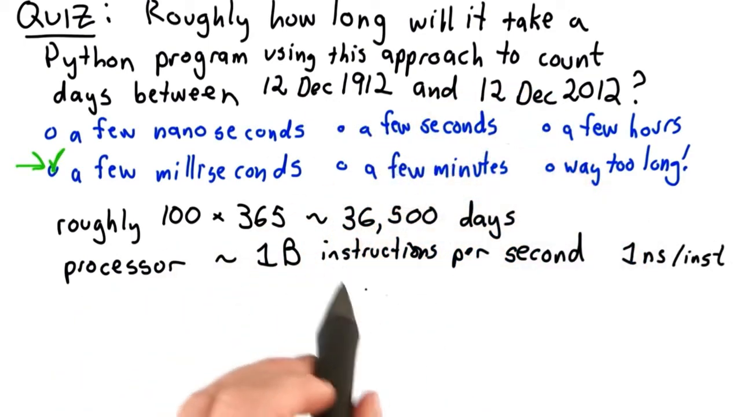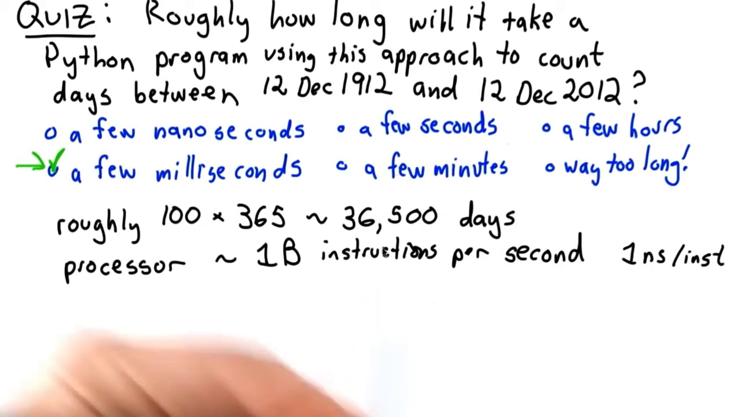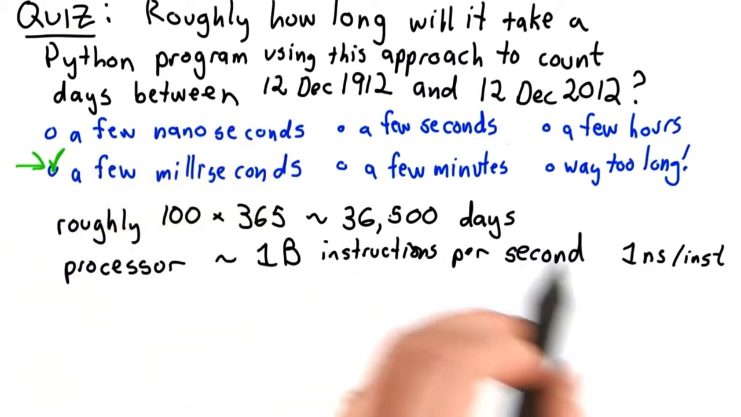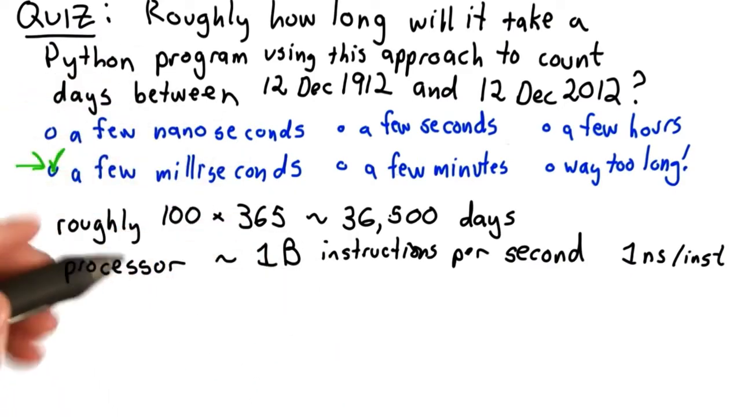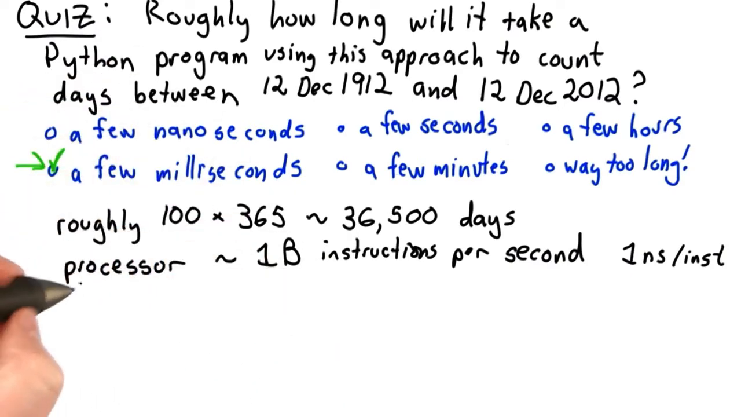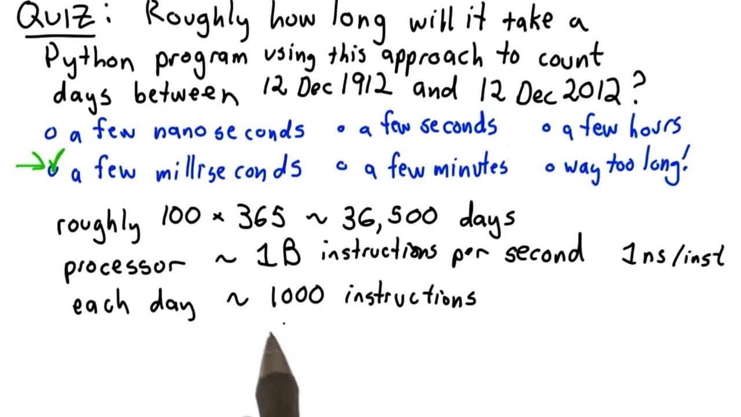Now these aren't instructions like statements in a Python program. Each statement in a Python program probably involves several instructions for the processor. So we're going to estimate that for each time through this loop, we're going to need about 1,000 instructions. And that's the hardest part of this to guess, and that's a very rough number. That's going to depend on a lot of specifics about how we write the Python code. But it's going to be somewhere between a few hundred and, say, 10,000 instructions if we do it in a sensible way. So we'll estimate 1,000 instructions.